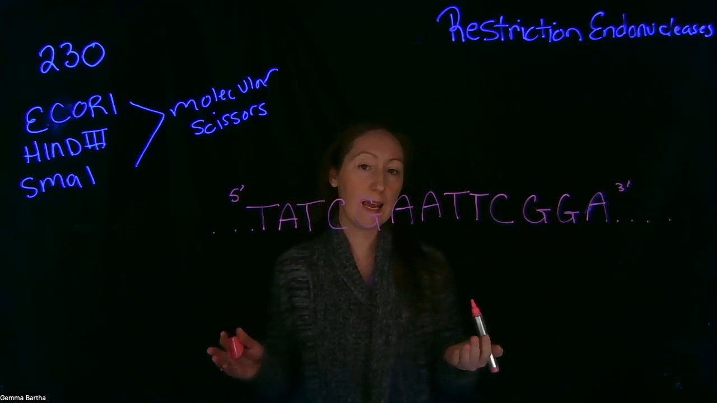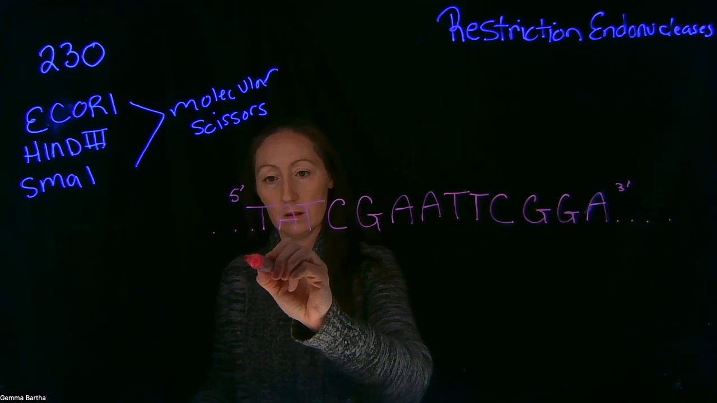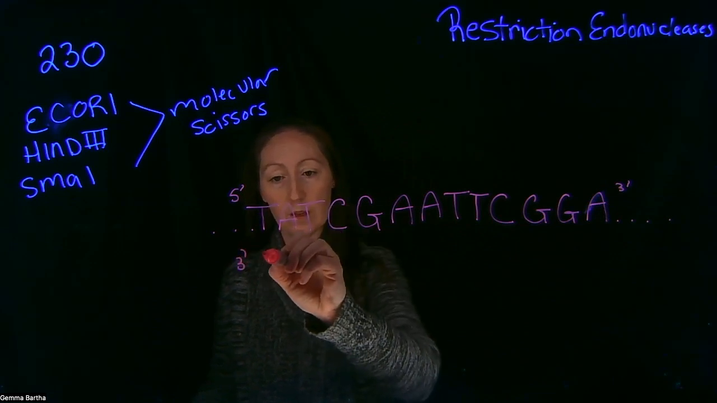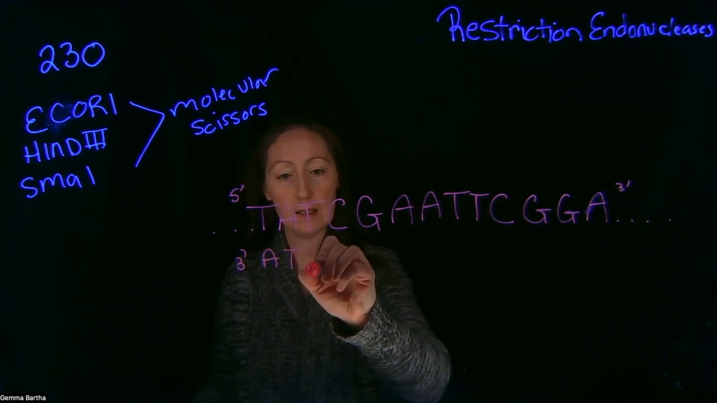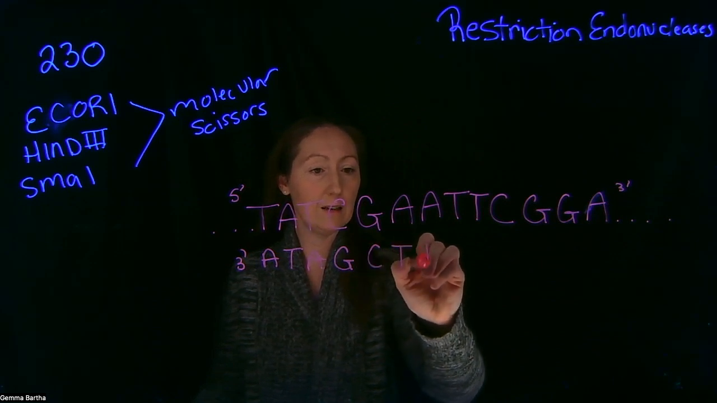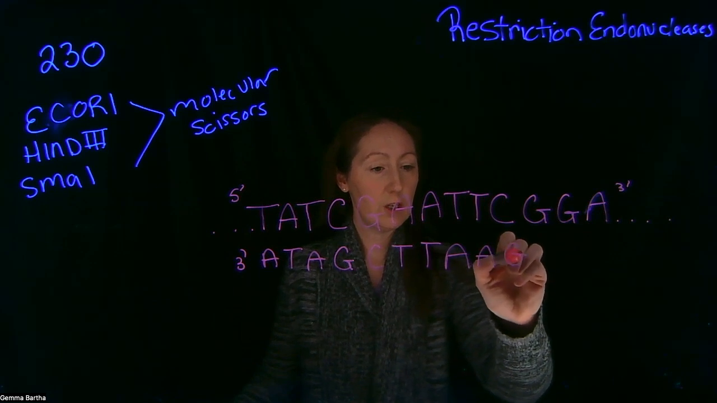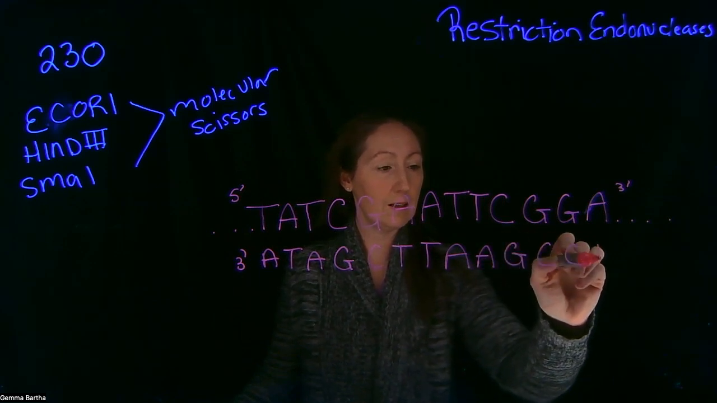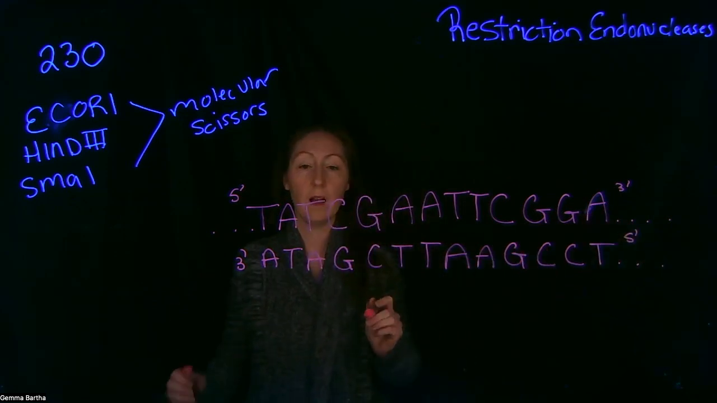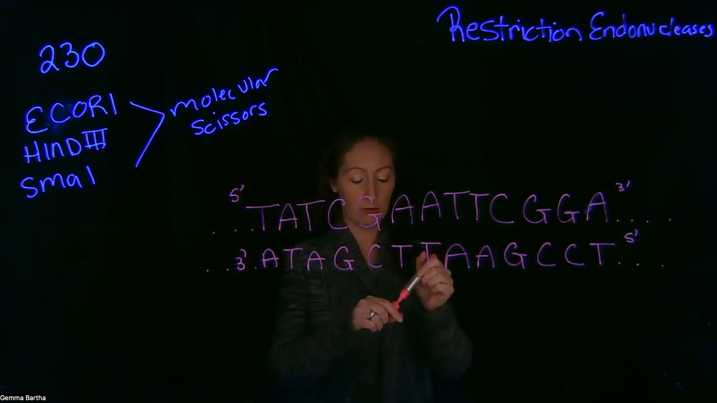And because DNA is complementary, I'm just going to draw its complementary strand. This is going to go A, T, A, G, C, T, T, A, G, C, C, T. Okay, this is going to be 5'. So we now have our DNA strand.